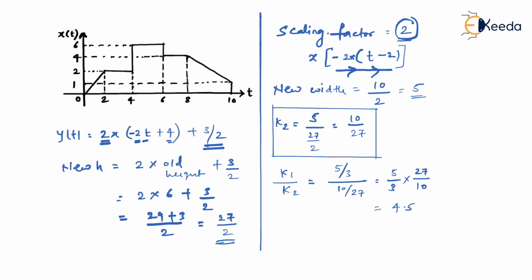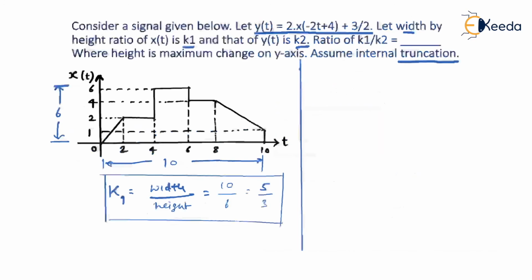So if you solve this, you will get 4.5. Finally, given by K2, what they were asking you, it is 4.5 now. So 4.5 is the final answer. As I said, I'll now make you understand what is meant by internal truncation. So now we will understand what is meant by internal truncation.